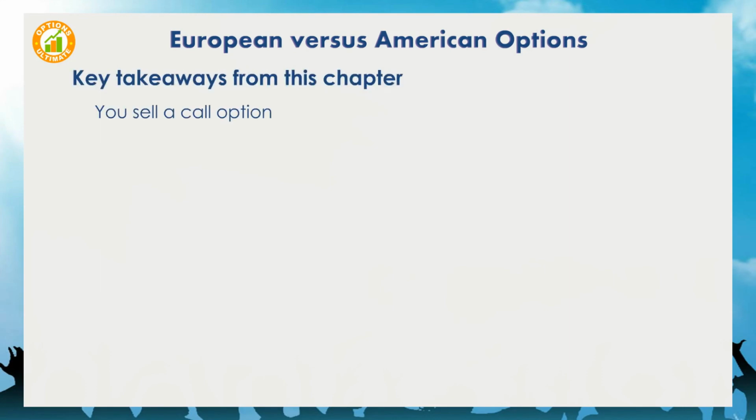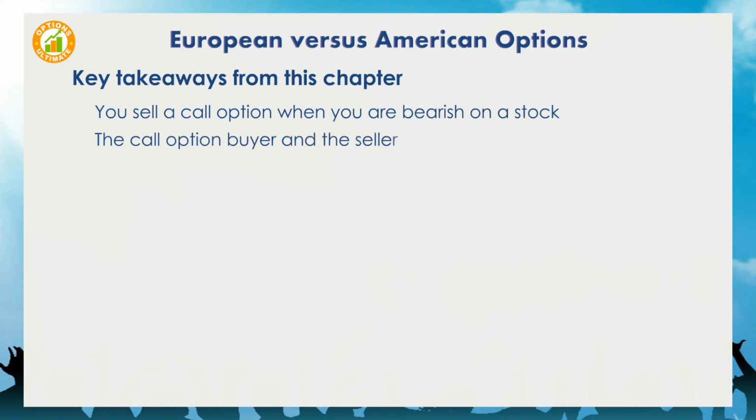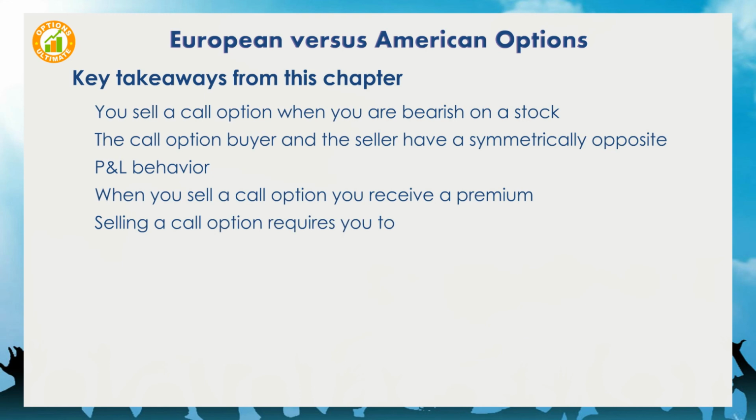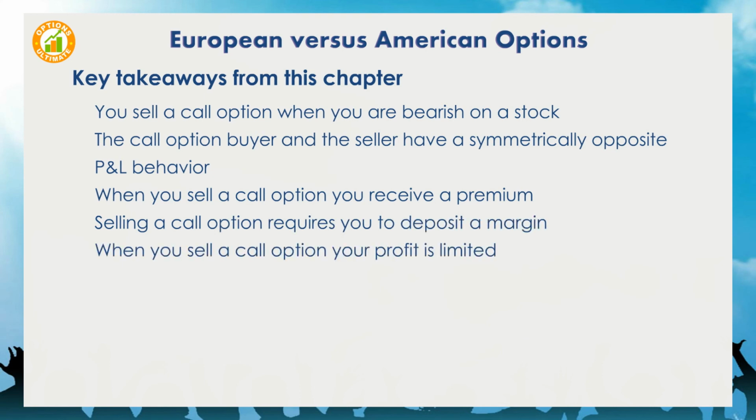You sell a call option when you are bearish on a stock. The call option buyer and the seller have a symmetrically opposite P&L behavior. When you sell a call option, you receive a premium. Selling a call option requires you to deposit a margin. When you sell a call option, your profit is limited to the extent of the premium you receive and your loss can potentially be unlimited.